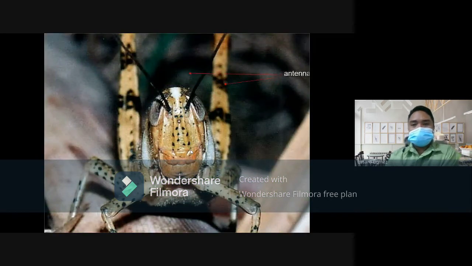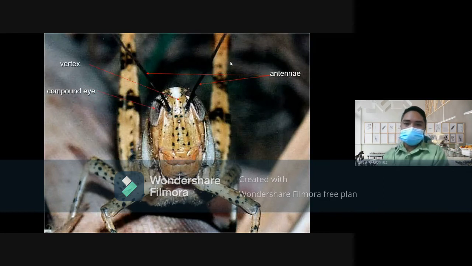Okay, this is the part of the head. Okay, so we have the two antennae. Okay, so we also have the vertex, no? The center. It is located in between the two antennae. Okay, insect also has what we call the compound eye. Okay, compound eye of an insect, as well as a simple eye, or what we call the ocelli. Okay, or the ocelli.